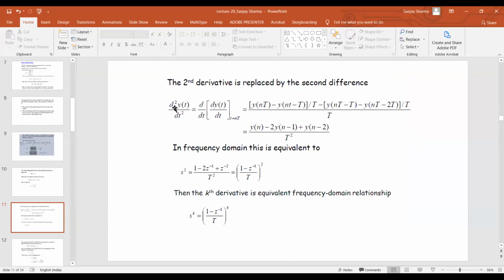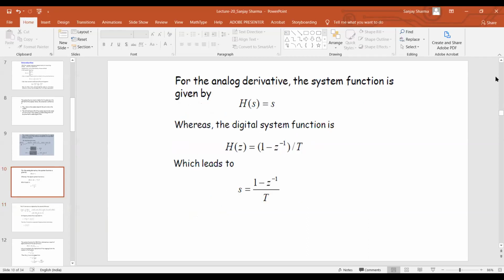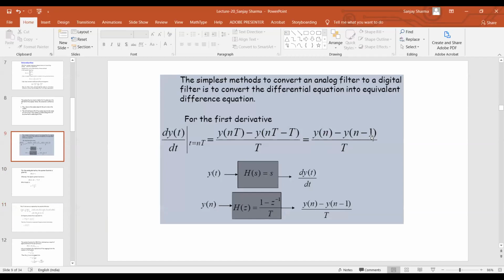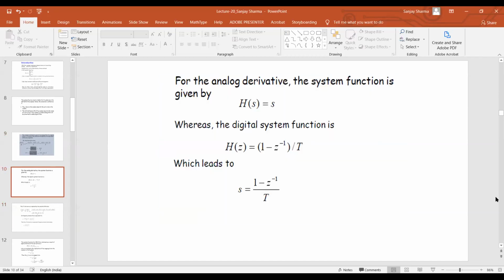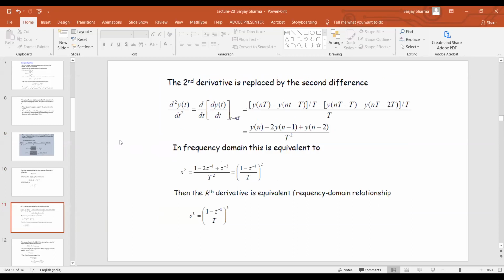So it is d2y by dt square. This is equal to d by dt of dy by dt, and dy by dt we know it is yn minus yn minus 1 by T. So you have to take the double derivative here. Once you take the double derivative and apply the double derivative formula, you will get yn minus 2 yn minus 1 plus yn minus 2 divided by T square.